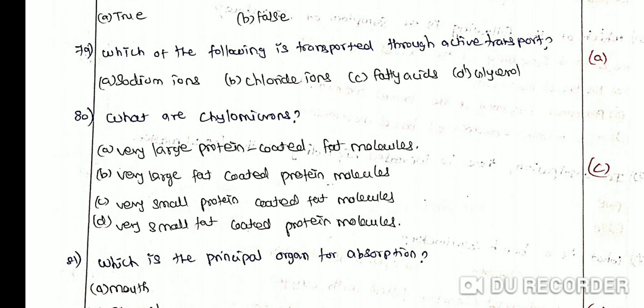Fatty acids and glycerol being insoluble cannot be absorbed into the blood. They are first incorporated into the micelles and then are reformed into the very small protein coated fat molecules called chylomicrons.